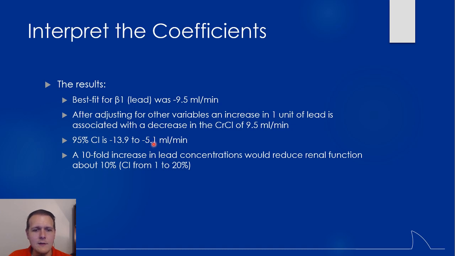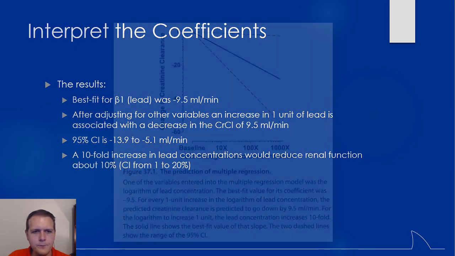If this included 0, you would not be able to reject the null hypothesis, and you'd say, I can't really predict creatinine clearance just from the lead content, because there's not a good linear relationship between the two. What they ended up finding was that a 10-fold increase in lead concentration would reduce renal function by about 10%, with a confidence interval going from about 1 to 20%.